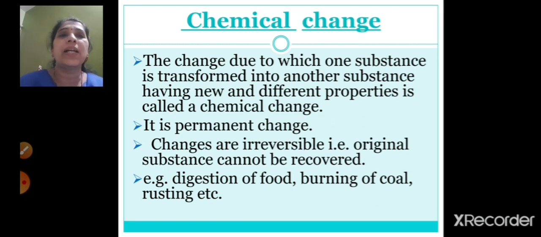So what are chemical changes? The change due to which one substance is transformed into another substance having new and different properties is called a chemical change. And the chemical changes are permanent and they are also irreversible. That means original substance cannot be recovered. So examples: digestion of food, burning of coal, rusting, etc.